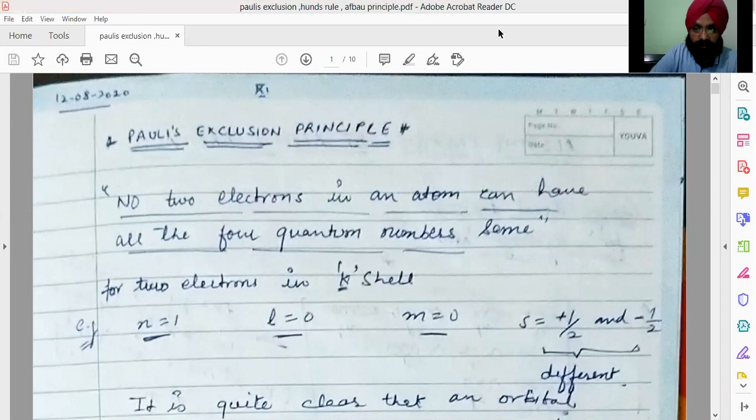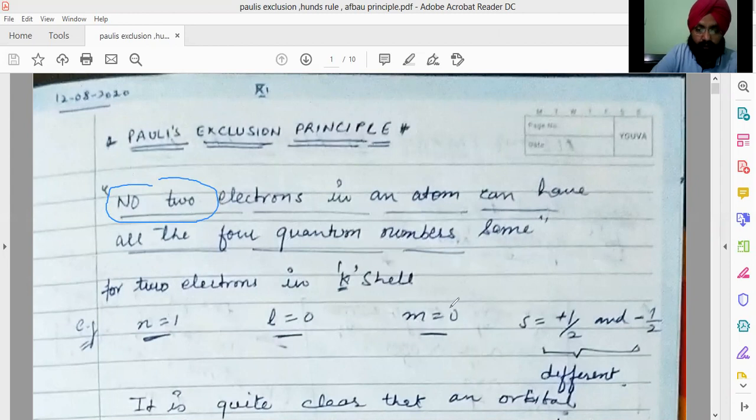Now, this principle states that no two electrons can have the same set of all the four quantum numbers. So no two electrons can have the same set of all the quantum numbers, right?